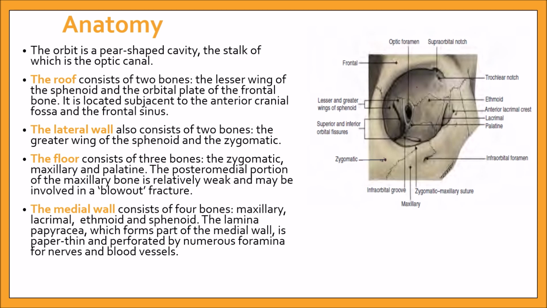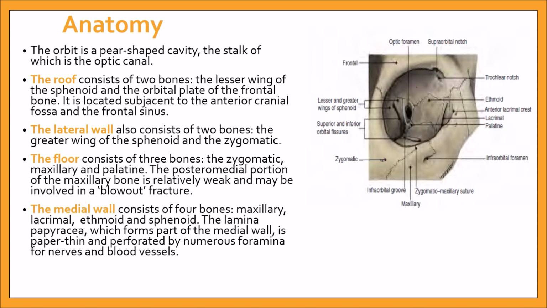The lateral wall also consists of two bones, the greater wing of the sphenoid and the zygomatic. The anterior half of the globe is vulnerable to lateral trauma since it protrudes beyond the lateral orbital margin.